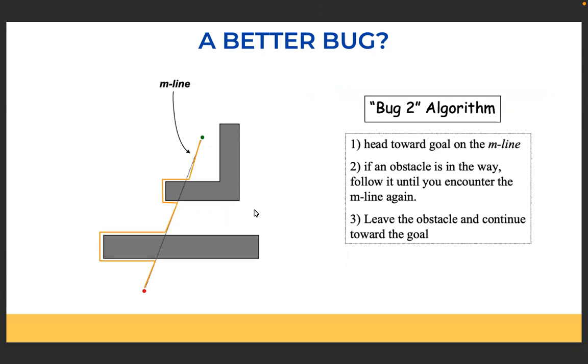So is there something better? Can we do better here? So we'll look at something called the Bug 2 algorithm. This is again an improvement over the Bug 1 algorithm. The way it works is as follows.